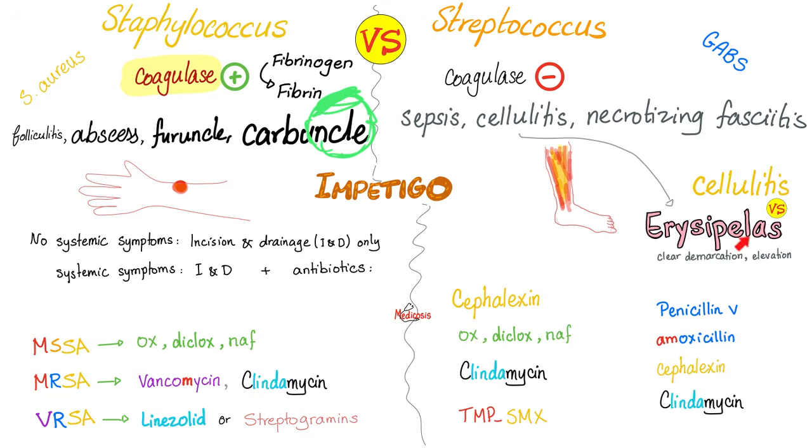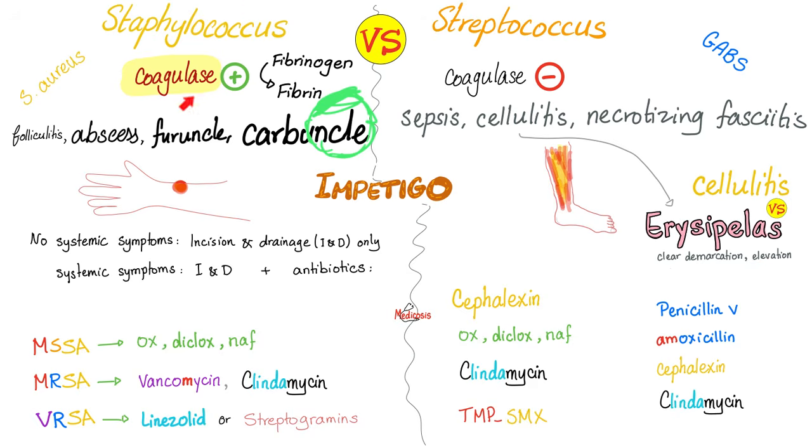Streptococcus can also cause erysipelas, which can confuse you with cellulitis. But notice there is a big difference between erysipelas and cellulitis. Erysipelas has, look at the word, clear demarcations, and the lesion is elevated off the surface of the skin. Cellulitis does not have clear demarcations, and it's not as elevated as erysipelas. Cellulitis is more flat, erysipelas is more elevated and well demarcated.